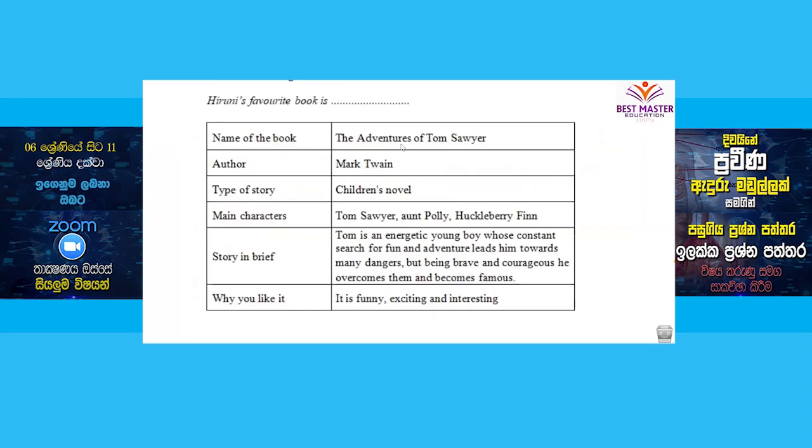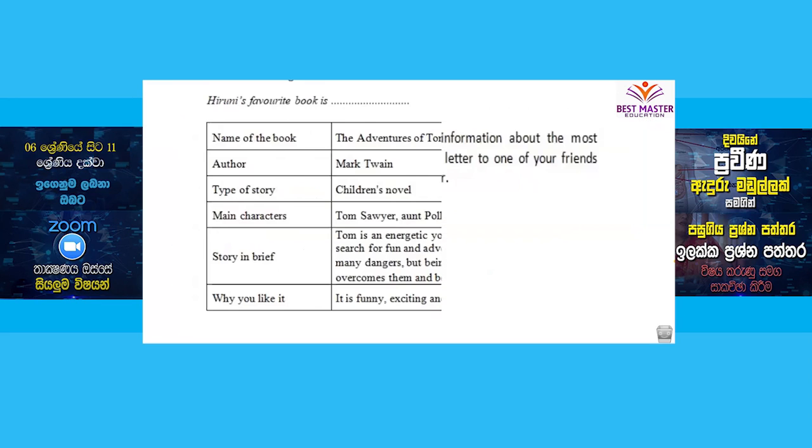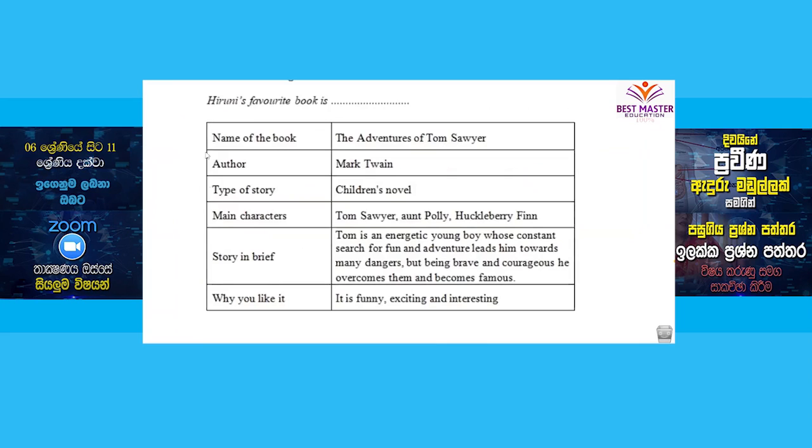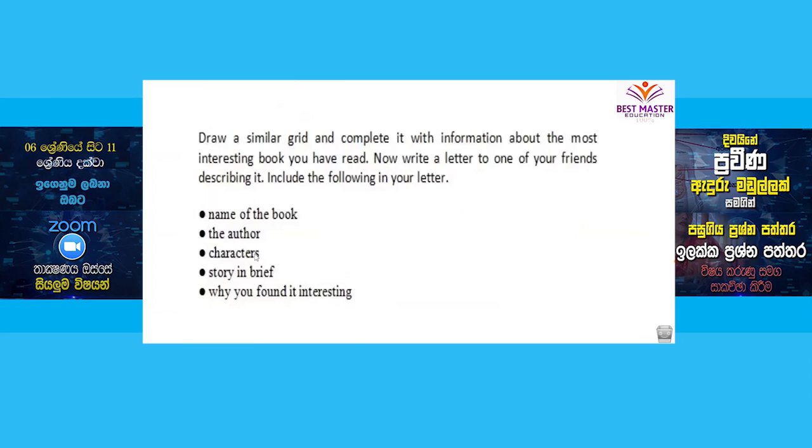First, you have to gather the information about your book. You have to draw a similar grid like that. Name of the book and 2 columns and 1, 2, 3, 4, 5, 6 rows. After that, put all the information they ask. Name of the book, put here. The author, who is the author. Characters, story in brief, and why you found it interesting. It's your task. For this, we write the letter in the next session.